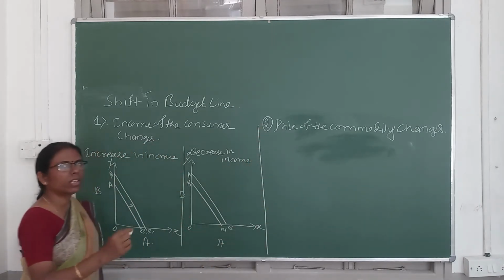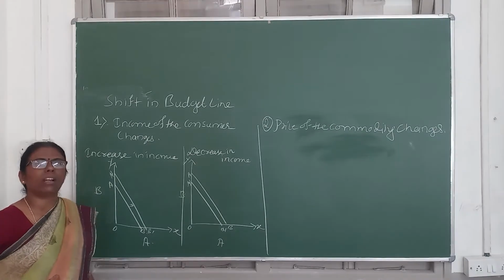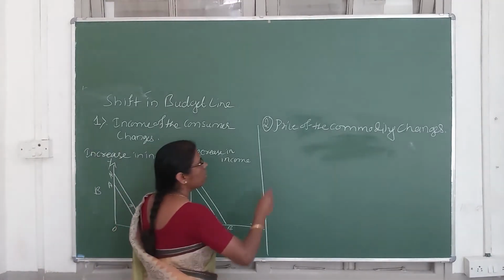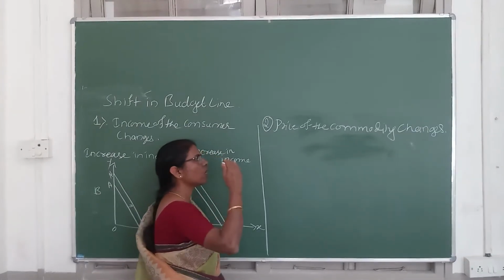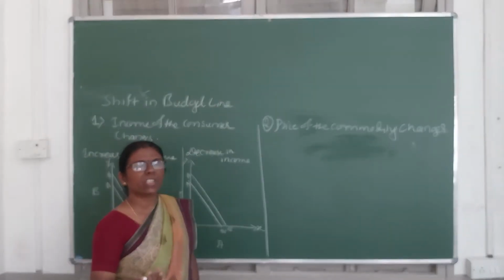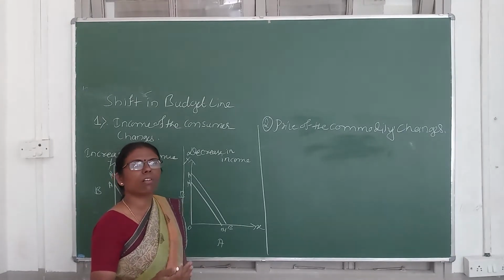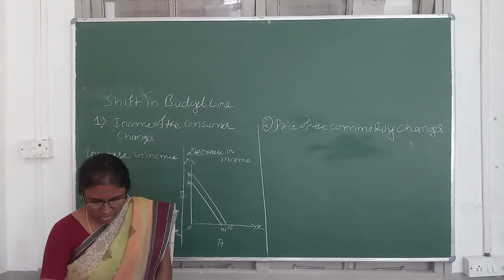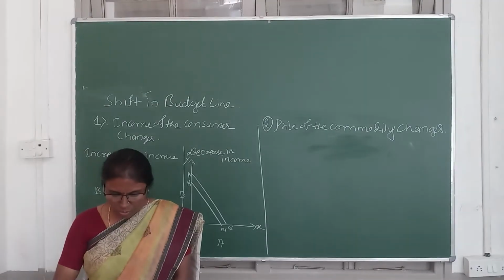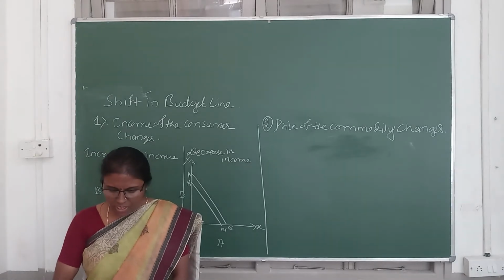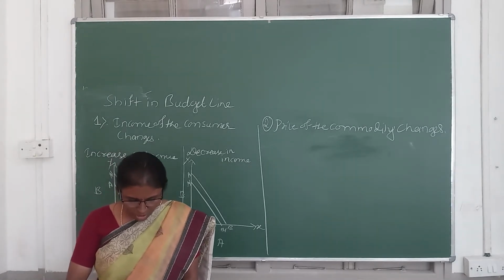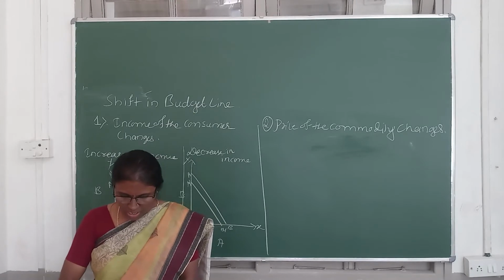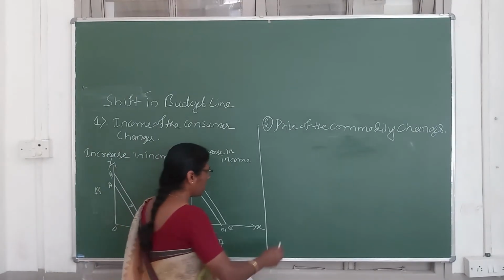Suppose, what happens when the price of the commodity changes? Here we consider two commodities, one is apple and another one is banana. Suppose the price of apple increases or decreases or changes, or the price of banana increases or decreases. Yes, students, friends, this is a very interesting point. When the price of the two commodities changes, what happens? Okay, see here.